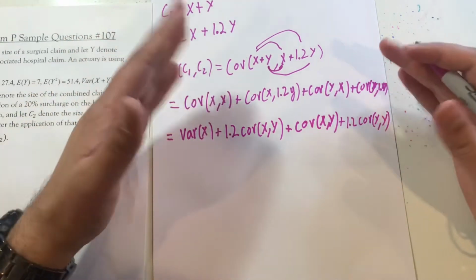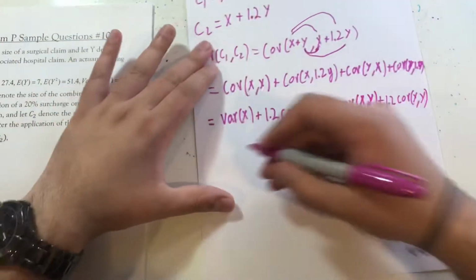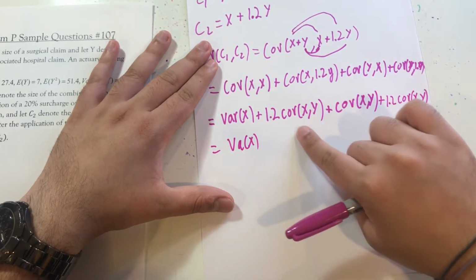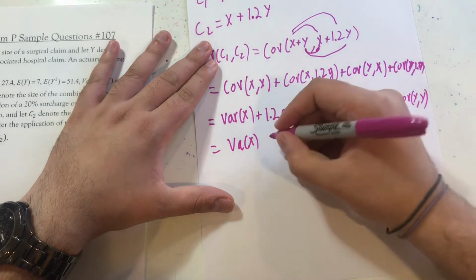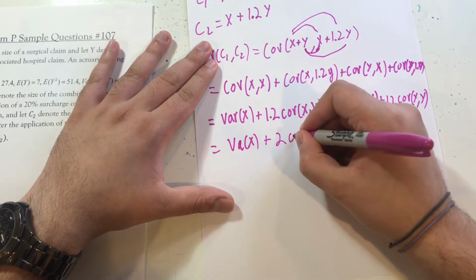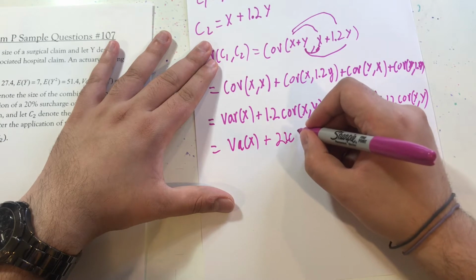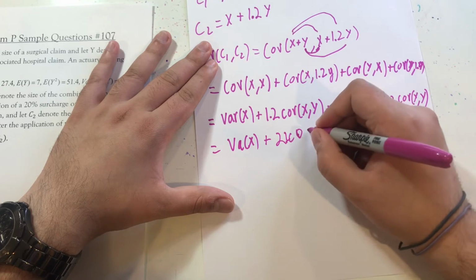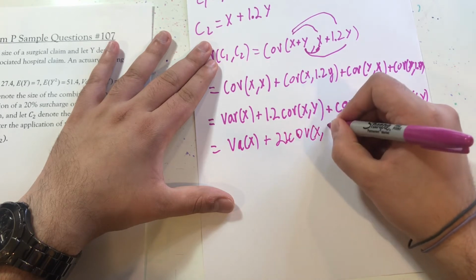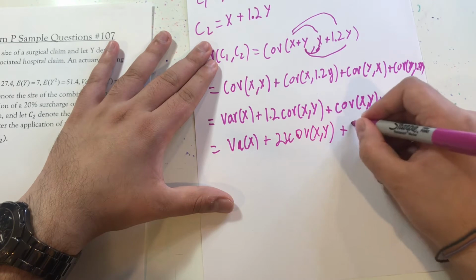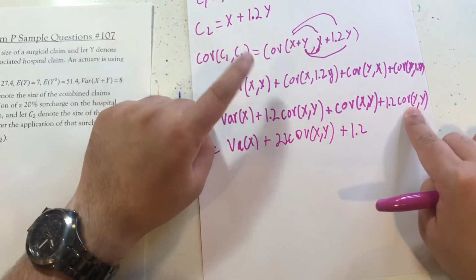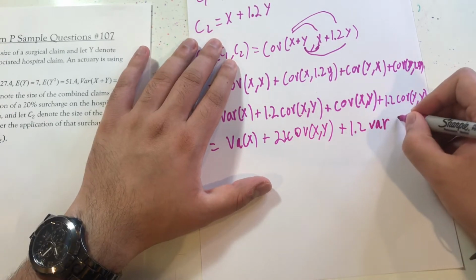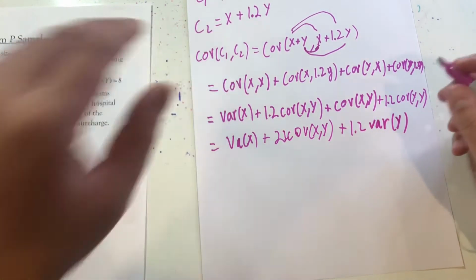And hopefully you can see there's some more stuff we can simplify, combine. This variance of X is fine as is. 1.2 covariance of XY plus covariance of XY is 2.2 covariance XY. Right? We truly are back in a 7th grade class, combining like terms, foiling. 2.2 covariance X comma Y plus 1.2, same rule we used up here, covariance of YY is just the variance of Y. Okay? And this is pretty good.